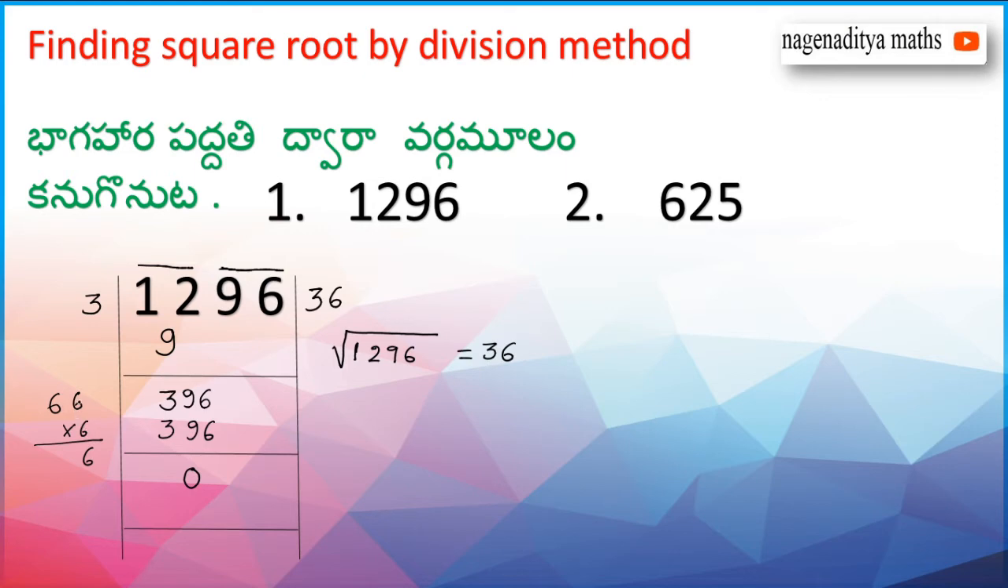Okay. So we have to use the trial and error method to reach this number, 396. We should reach 396, or exactly we will sometimes get 396. So in this case I write 6 here and multiply by 6, we get 396 exactly. So we have to write another 6 here and the remainder is 0. The number that appears here is the square root of the given number. Therefore the square root of 1296 is 36.